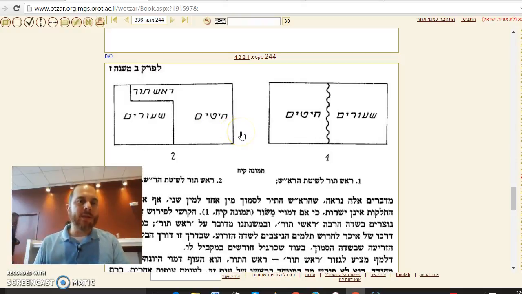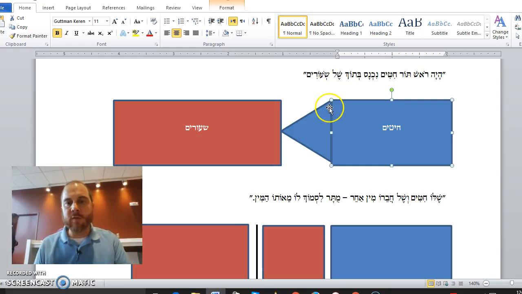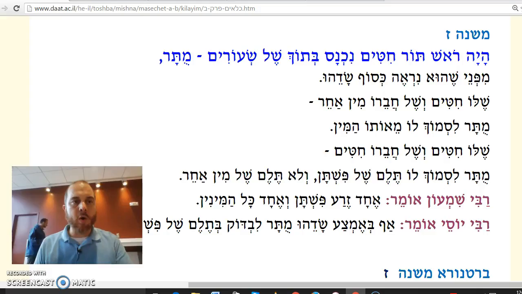Okay, so each one has its advantages and disadvantages. The advantage of the Rambam is, here we understand it's clearly visible that there's no intermingling, no interspersing, no mixture between one and the other. And that's the halachic, the normative explanation. If Rosh Tor Chitim Nichnas B'toch Shel Seorim, then mutar. Why? Because it looks like it's the end of his field. And that is the Rambam's explanation. Next case.